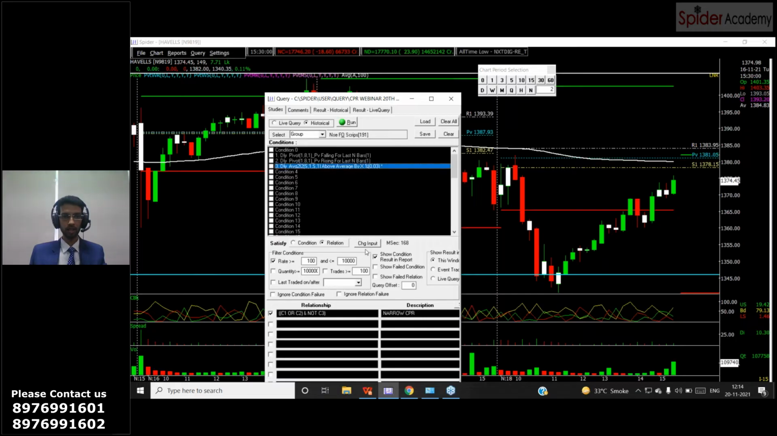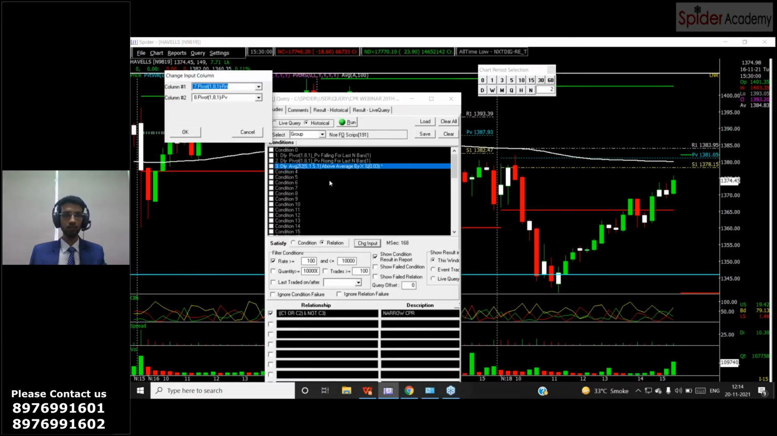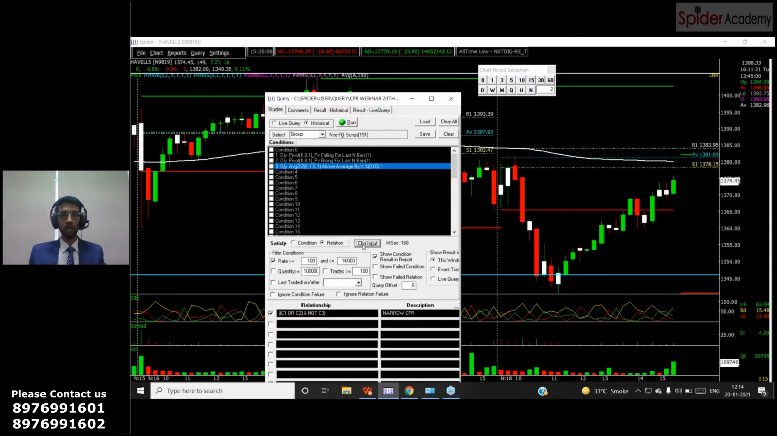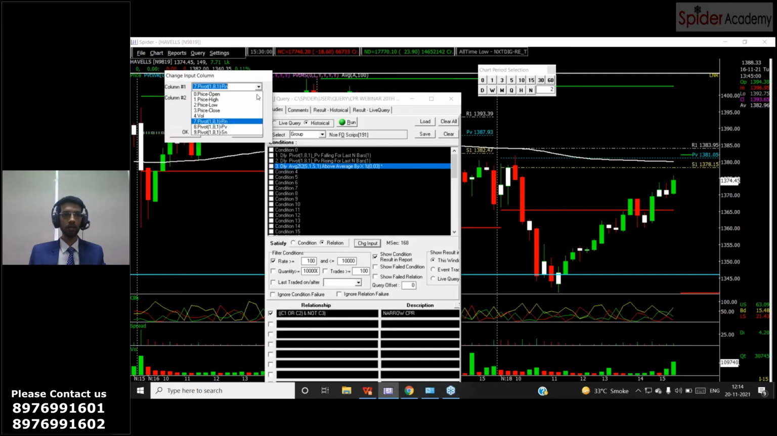First, I have to select that condition. Then I have to go to change input. You can see I have compared two different conditions because I wanted to compare pivot with resistance. So here I have added those conditions. There are multiple conditions.